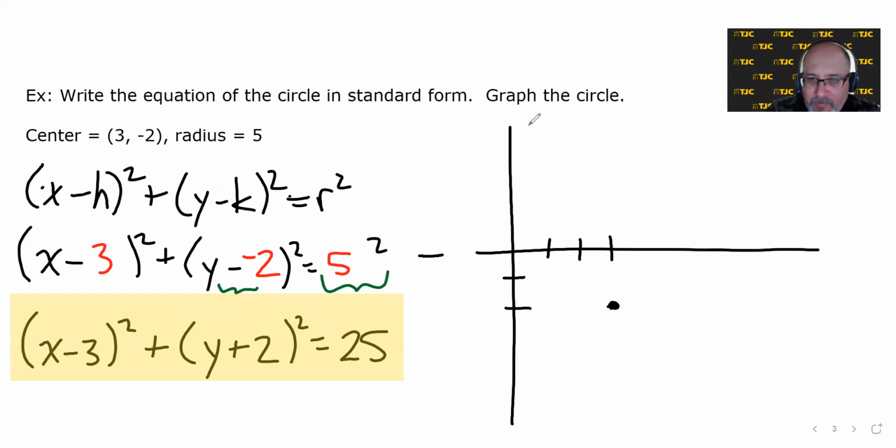So there's our center. But how do we draw the circle if we know its radius is 5? Well, remember, all the points on the circle have to be 5 units from the center. So all we need to do is locate some points that are 5 units from the point (3, -2). And how can we find points that are 5 units away? By moving 5 units in a given direction. What direction? Doesn't really matter.